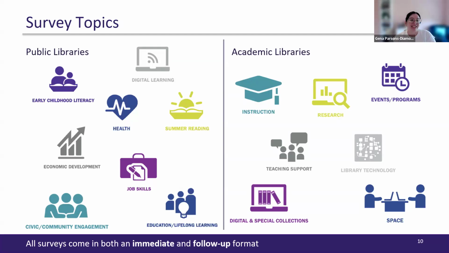Public libraries have 8 survey topics available to them: digital learning, early childhood literacy, health, summer reading, economic development, job skills, civic or community engagement, and education and lifelong learning. Academic libraries have 7 survey topics available to them: instruction, research, events programs, teaching support, library technology, digital and special collections, and space. Each survey topic comes in 2 types, immediate and follow-up.